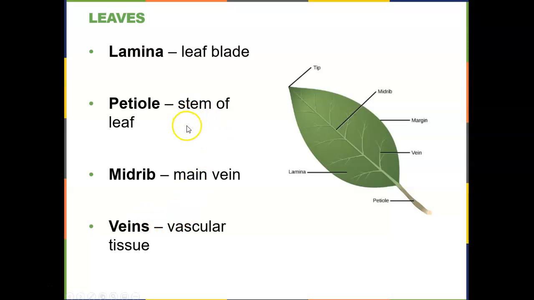Now let's take a look at the anatomical parts of leaves. So the main structure of the leaf, or the body of the leaf, is called the lamina. That's the leaf blade. Then we have the stem, which we already saw in the last picture. That's the petiole. We have a main vein. The veins carry the vascular tissue. The main vein is called the midrib. And then there are extensions out from the main rib, which are either a network of veins if we have a dicot, or parallel veins in a monocot.